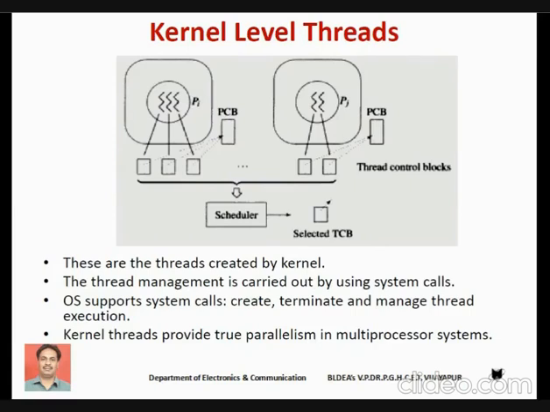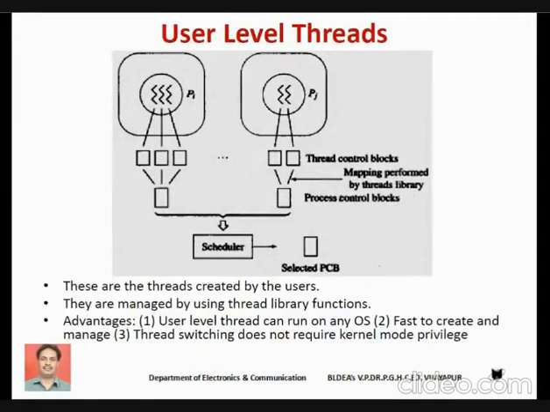These threads are managed by means of system calls that exist within the operating system. The operating system supports system calls for creating a thread, for terminating a thread, and also for managing execution of the threads. Kernel threads provide actual parallelism if you have multiprocessors. If you have say 5 processors, we can execute 5 threads in parallel by using kernel level threads. On the other hand, we have the second type of threads, which are called user level threads.